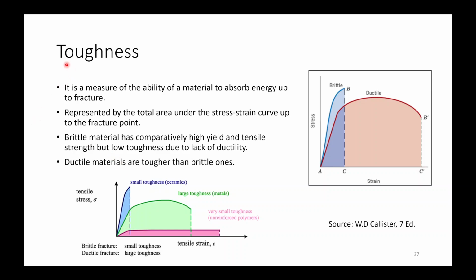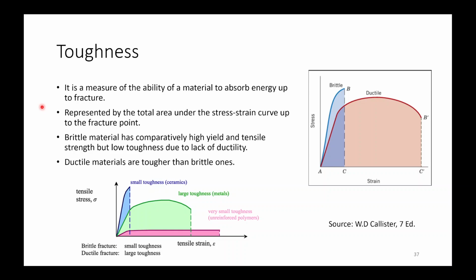Another property is toughness. In this case you have to take into consideration the entire area below this curve up to the fracture point. Now the materials which have higher tensile strength as well as high ductility will show high toughness. Toughness is a measure of the ability of a material to absorb energy up to fracture.